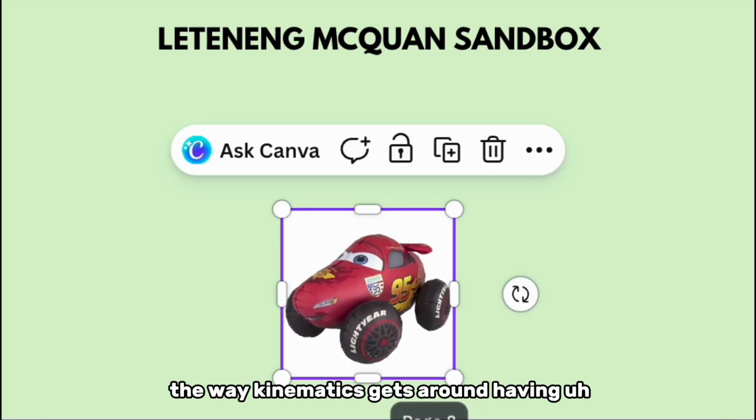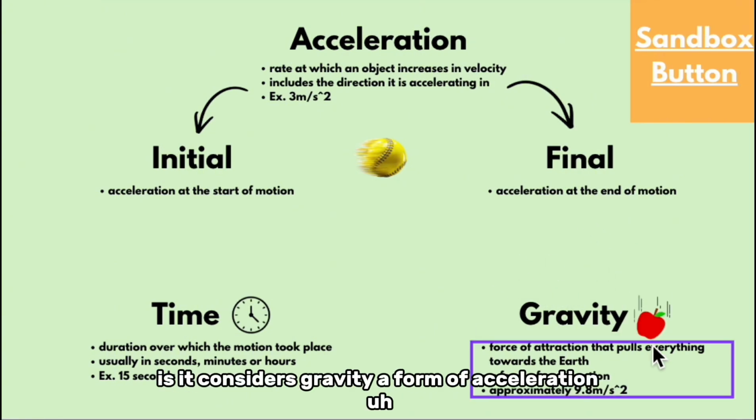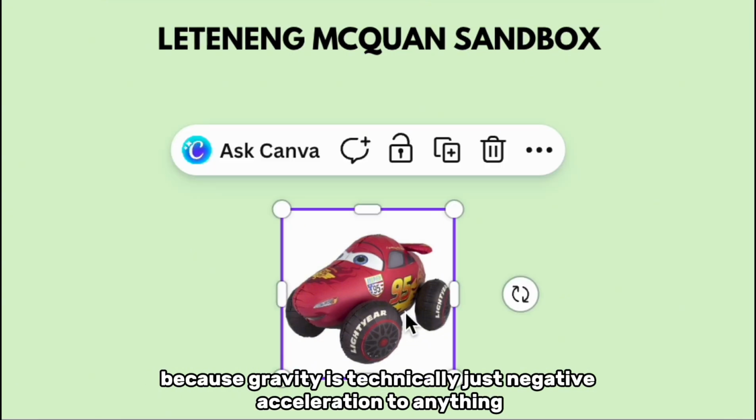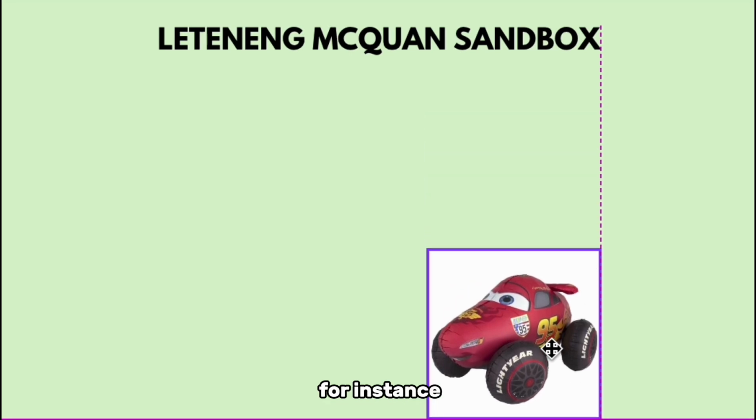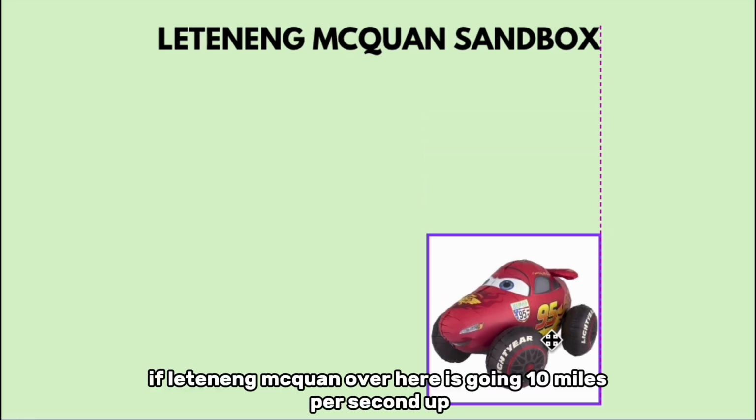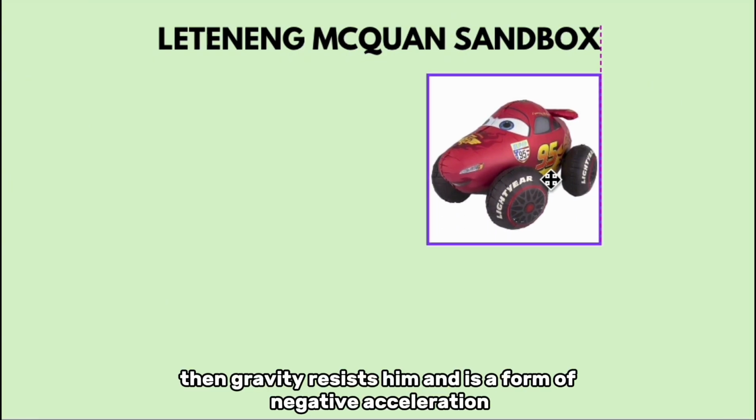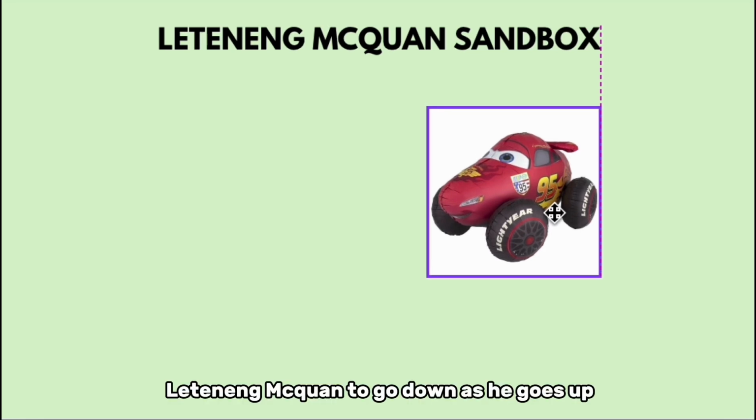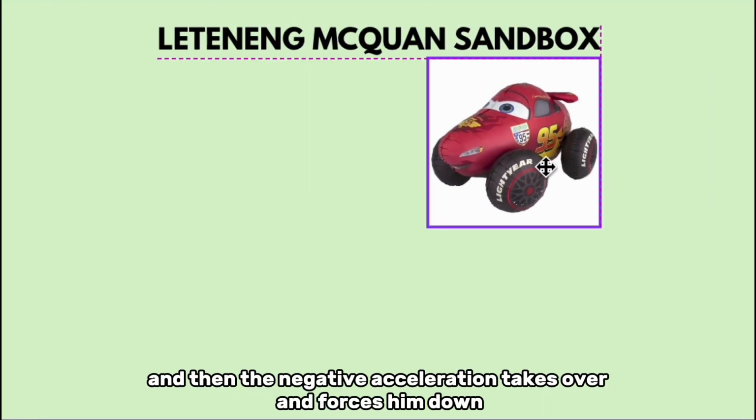The way kinematics gets around using this without breaking the no forces rule is it considers gravity a form of acceleration. The negative acceleration I mentioned to you earlier is a good example of this, because gravity is technically just negative acceleration to anything going up. For instance, if Leteneng Mcquan over here is going 10 miles per second up, then gravity resists him and is a form of negative acceleration which forces Leteneng Mcquan to go down as he goes up. So he can go up to a certain point and then the negative acceleration takes over and forces him down.